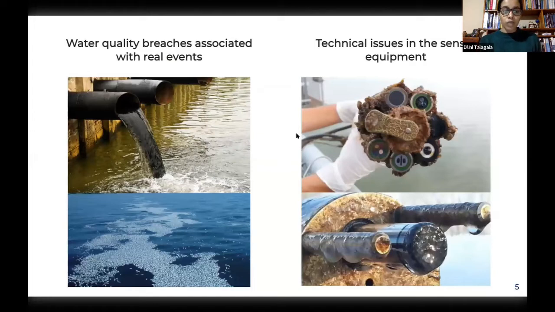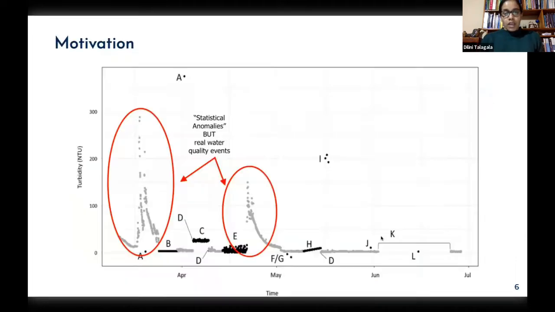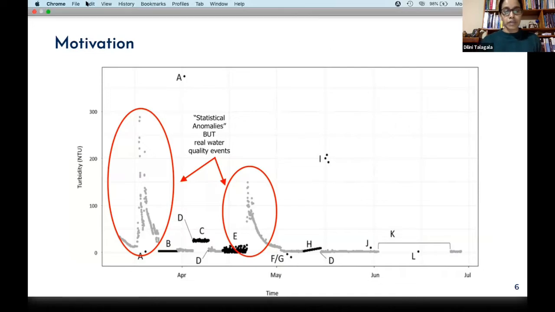As Ryan mentioned, when it comes to our water quality problem, there are two types of anomalies. One is water quality breaches associated with real events, and the other type is technical issues in sensor equipment. As Kat mentioned, in this work our focus is mainly on the technical issues in the sensor equipment. With that, I'm coming to this real-world data set. You're already familiar with this data set. Kat introduced it during her talk.